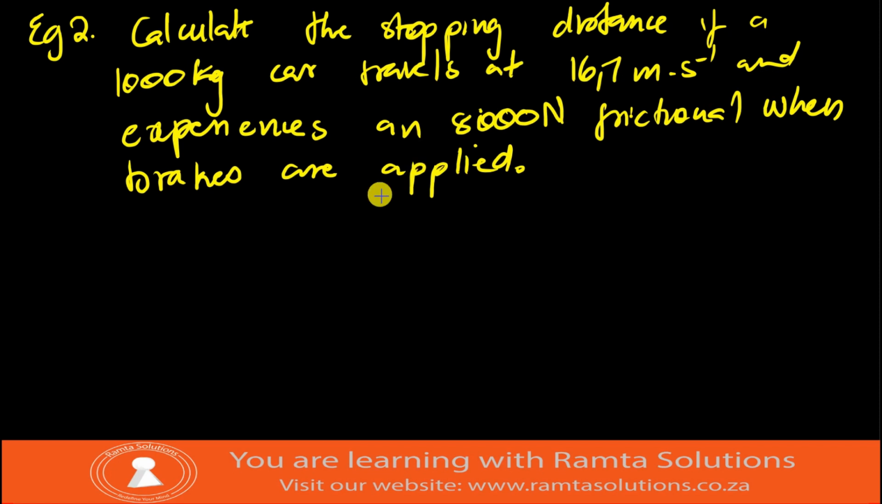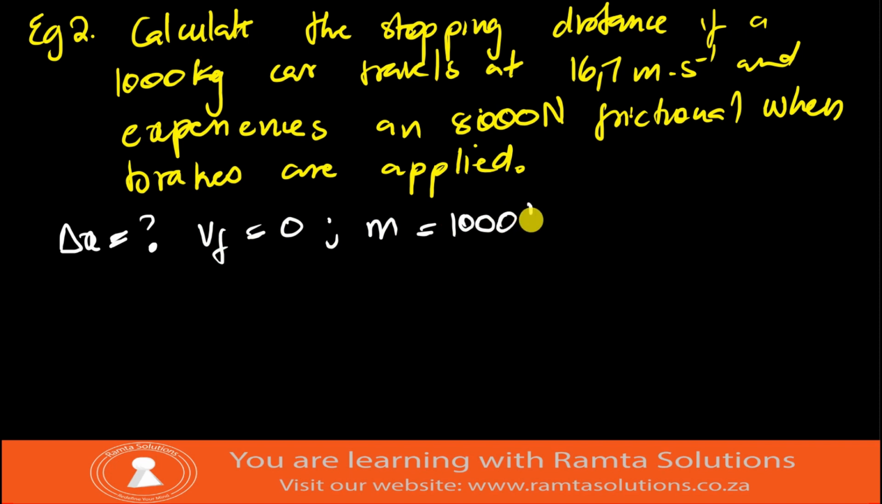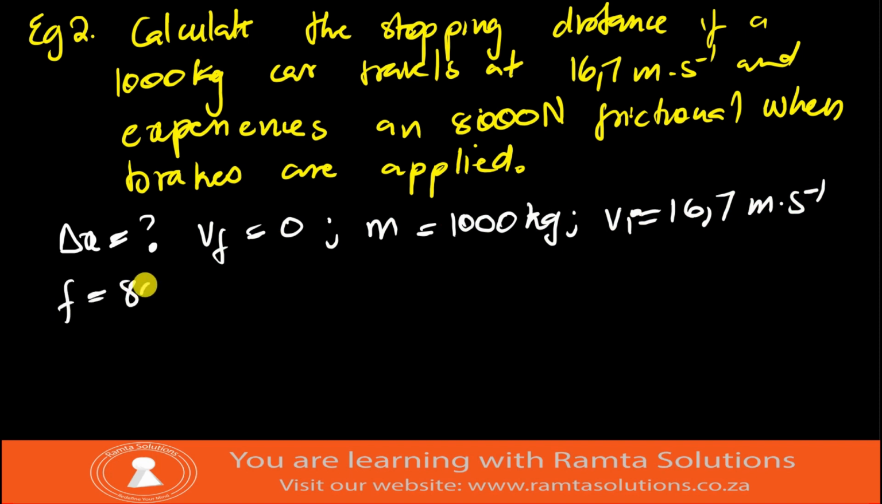So first thing first, when you look at this question, they say calculate the stopping distance. So this means distance, delta x is unknown. But they say stopping distance. This means final velocity must be 0. I do see, however, that the mass of the car is 1,000 kilograms, and its initial velocity is 16.7 meters per second. It experiences a frictional force of 8,000 newtons, right?